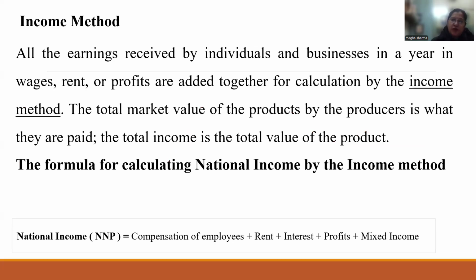Income method stands for, obviously, as the name suggests, income, right? That is the earnings received by individuals and businesses in a year. I'm calculating it for a year, earned in the form of wages, rent, and profits that are added together for calculation by the income method. To calculate national income by the income method, the total market value of the products is what the producers are being paid.